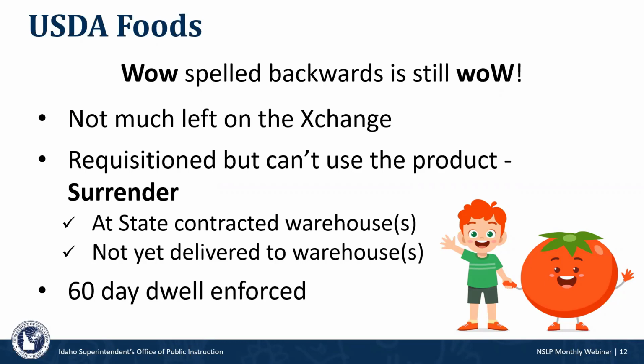Keep in mind that we are still enforcing the 60-day dwell time. So if you have products that have arrived at the warehouse and you have not drawn them down, you need to do so. If you can't use it, then you'll want to surrender it. The 60-day dwell time is only pertinent to direct delivered products. So we're talking number 10 cans of products. We are not talking about your further processed items that you use your raw material banks for.